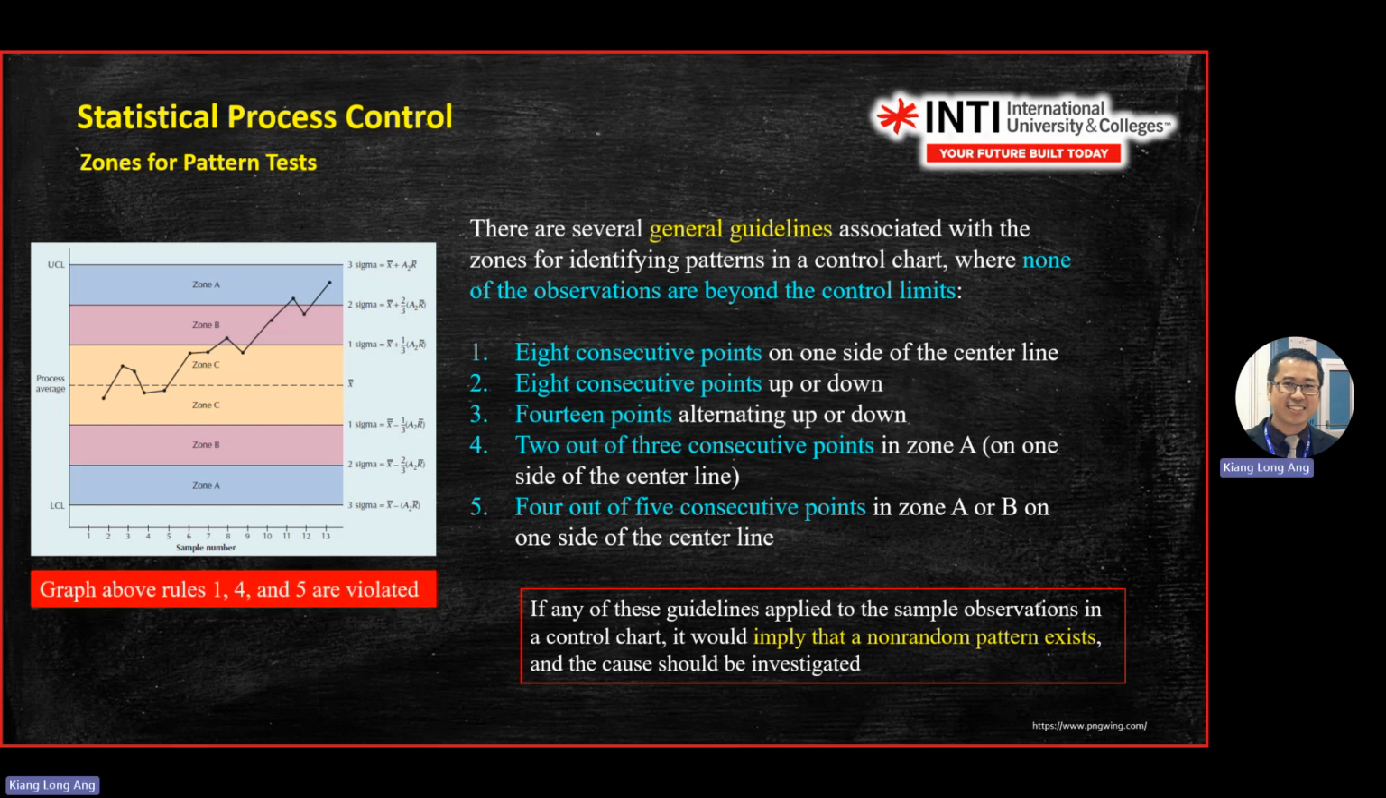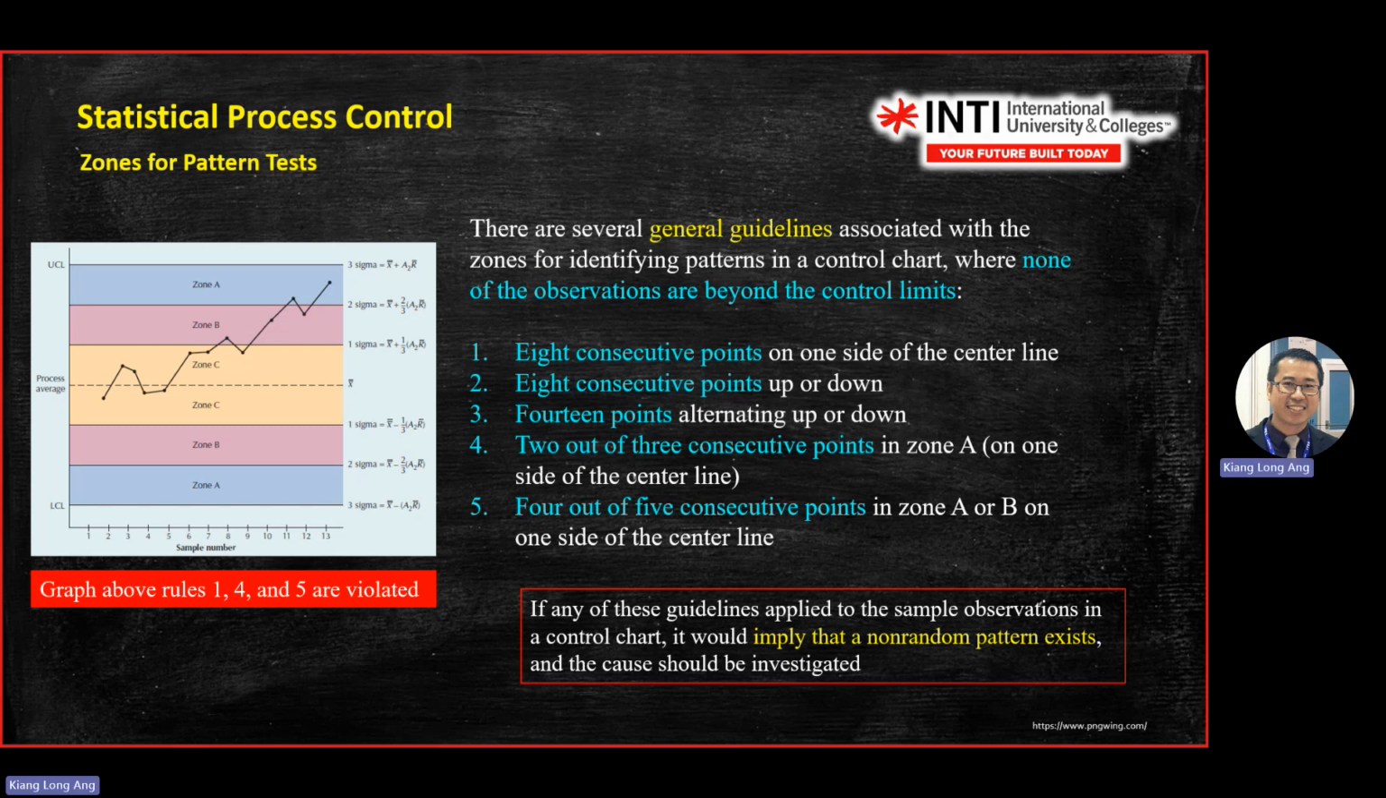So this is a checklist. For example, you see this kind of pattern after you plot the graph. This is for a mean control chart. For a mean chart, sometimes in one of the sections, it asks you to check whether this is a random or non-random process or pattern by using these 5 arguments here. So here, if you see this graph, it violates rule number 1, number 4, number 5.